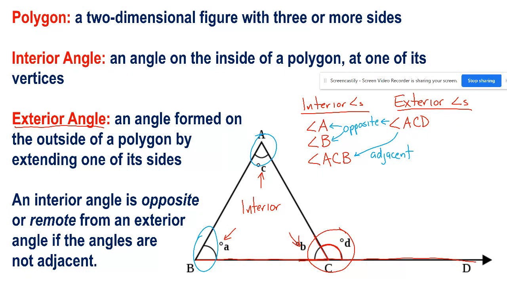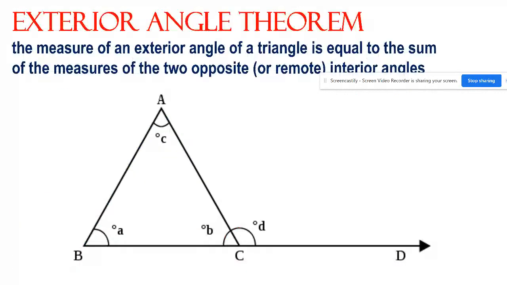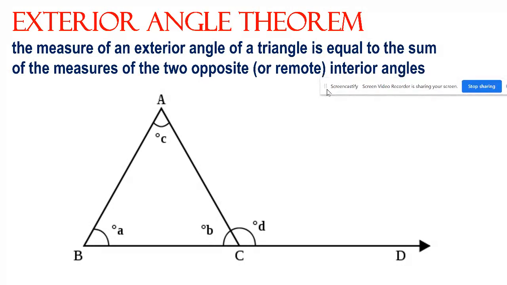So that's only important for this very next thing we're going to talk about, which is the actual exterior angle theorem, which says the measure of an exterior angle of a triangle is equal to the sum of the measures of the two opposite interior angles. The other word you might see instead of opposite is remote.